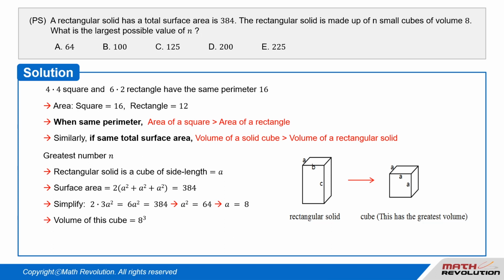The volume of this cube is 8 cubed. The question is asking for the number of small cubes that will fit inside this cube. So we need to divide 8 cubed by 8, which is the volume of each small cube. This gives us n equals 8 cubed over 8 equals 8 squared equals 64. This is a mid-40 level question, so make sure you understand how it's solved. Thus, A is the correct answer. Answer A.